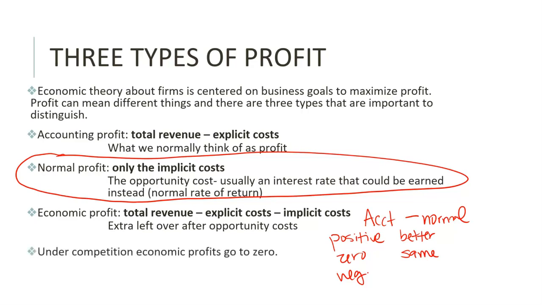Under competition, economic profits go to 0. So we say that markets kind of balance out. If one market has really high profit compared to another, people will exit the lower profit market and move into the higher profit market, which is going to cause profits to go down.